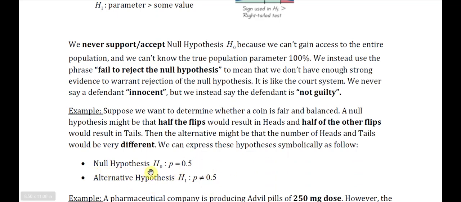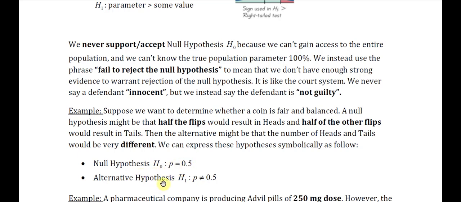So the null hypothesis should be something that involves the equal sign. In this case, we are saying that if the coin is fair, then the proportion should be 50% each, or P should be equal to 0.5. Half of the flips would be heads and the other half would be tails. So the null hypothesis is P equal to 0.5.